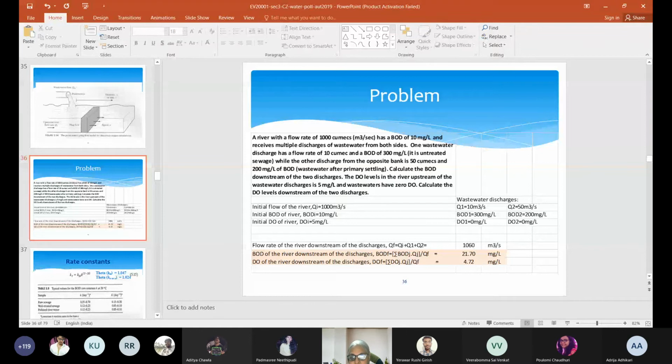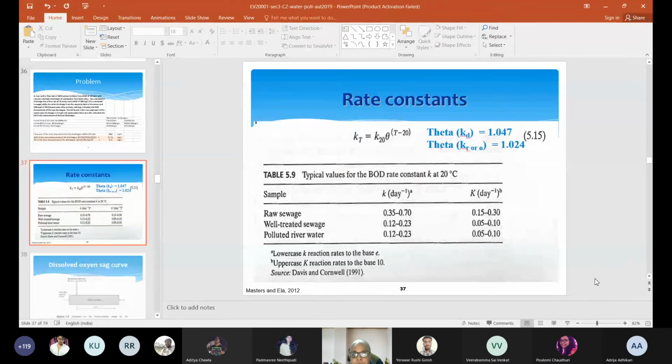No hands? Taking a long time. Okay, good. I see a few hands. Very good. Let's move to the next one.